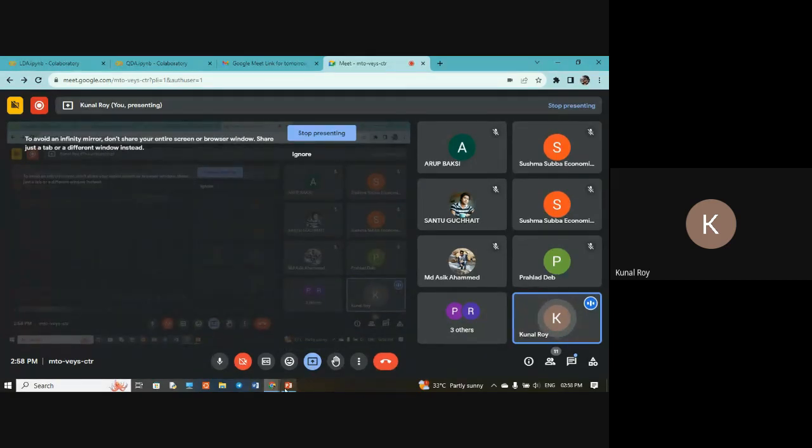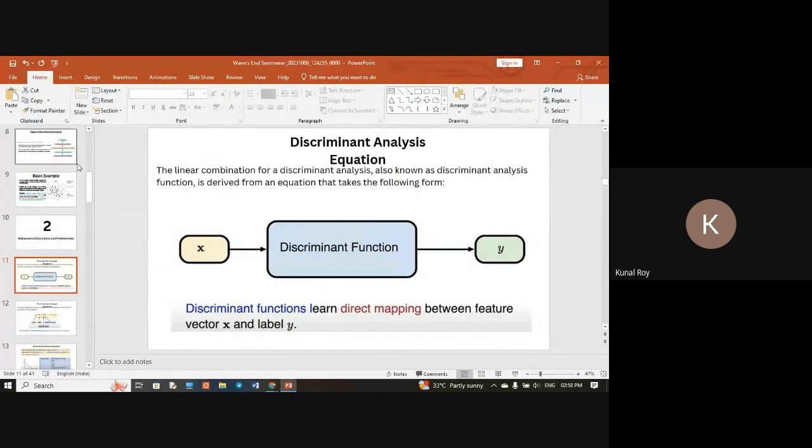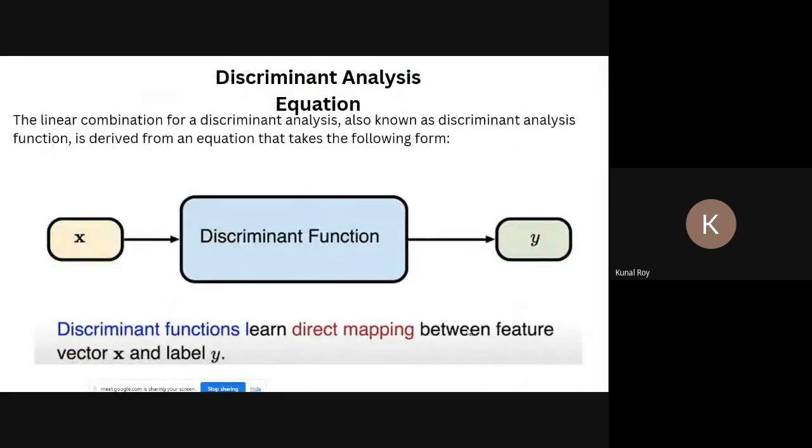So I'm moving forward. Now we will be moving into the second point, that is discriminant analysis equations. Let us move into the mathematical approach right now. We have explained the introduction regarding discriminant analysis: what is dependent, what is independent, what is the discriminant function. But how can we generate a discriminant function using some mathematical approach?